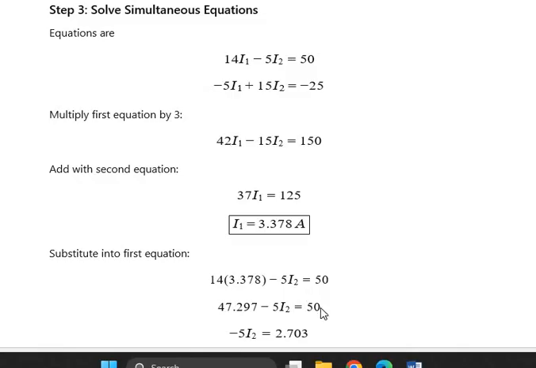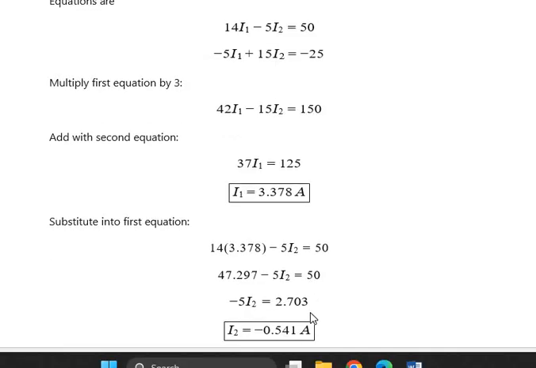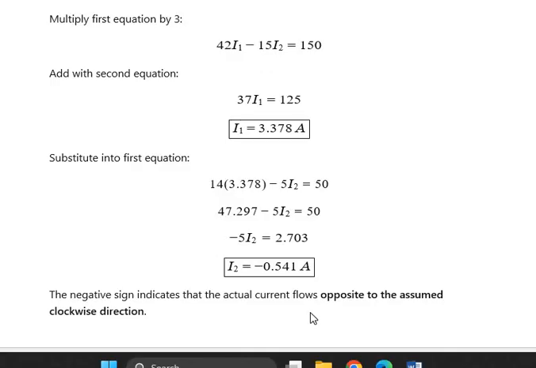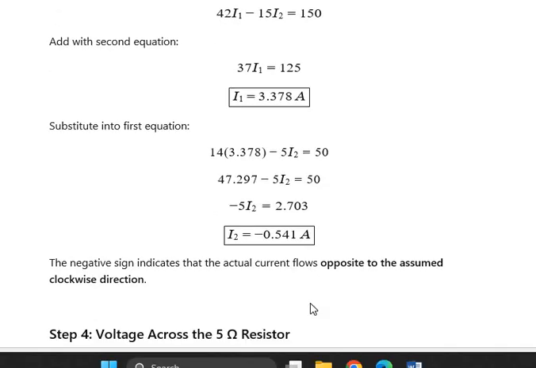Substitute into the first equation. So 14 into 3.378 minus 5 into I2 is equal to 50. Now we are getting 47.297 minus 5I2 is equal to 50, so minus 5I2 is equal to 50 minus 47.297. So minus 5I2 is equal to 2.703. Then I2 is equal to 2.703 divided by minus 5. So the answer is minus 0.541 ampere. The negative sign indicates that the actual current flows opposite to the assumed current direction, that is, clockwise.